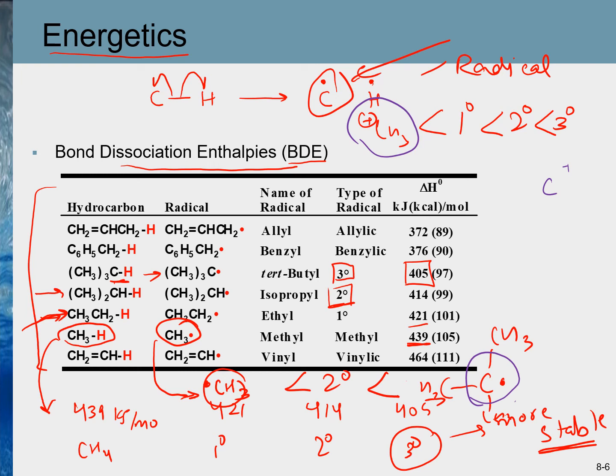Now, because tertiary radicals are more stable, they will be more readily formed, and because they will be more readily formed, the tertiary substituted product will be the major product. So hence, by just looking at the energetics or the bond dissociation enthalpies, we can qualitatively explain why the tertiary product is more preferred or is a major product.